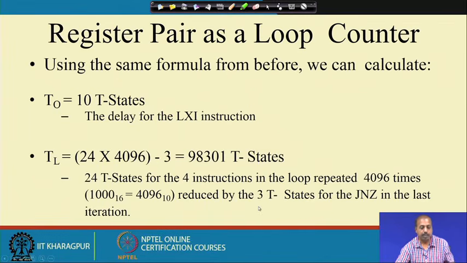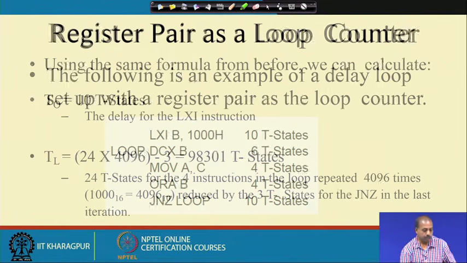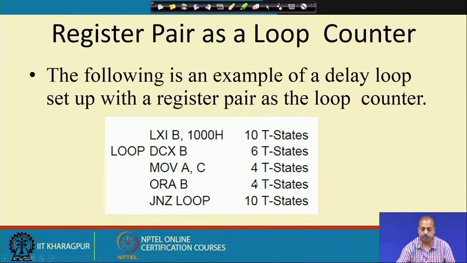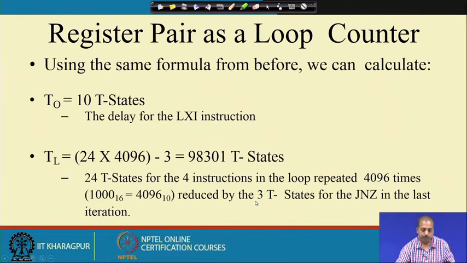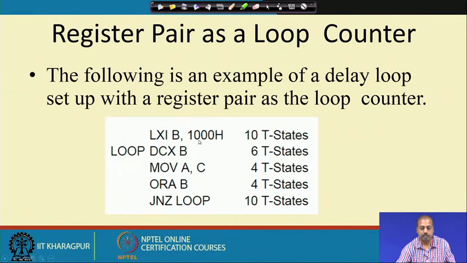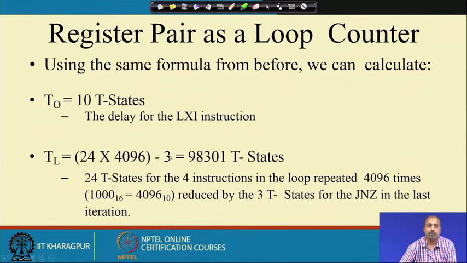Based on this we can calculate the total delay that is required. T outside is equal to 10 T states for the LXI instruction. T loop body is 24, because the total becomes 6 plus 4 plus 4 plus 10. So 24 into 4096, that is the value I have initialized, 1000 hex, which is 4096 in decimal, minus 3 for the last iteration, because JNZ requires only 7 clock cycles, so 3 clock cycles less. Total is 98301 T states.